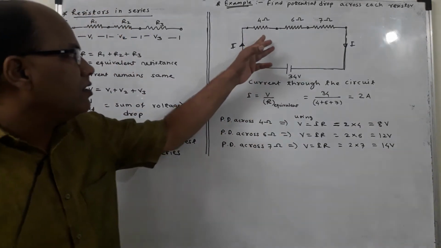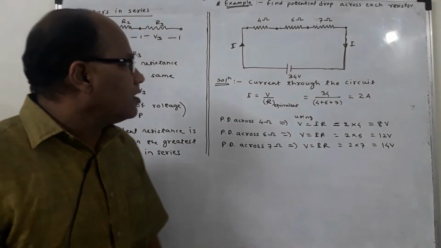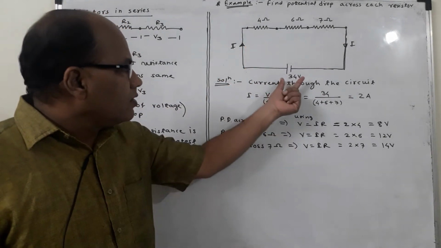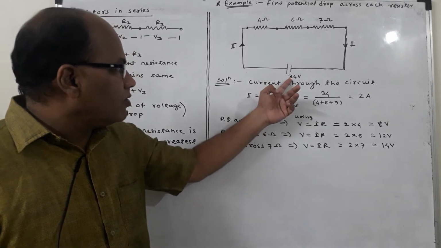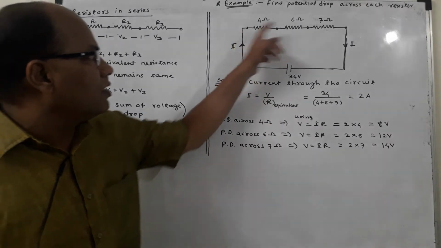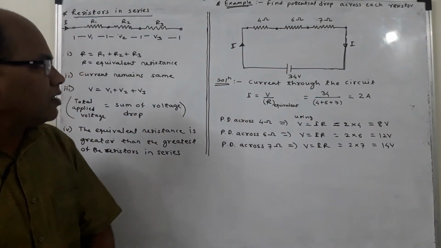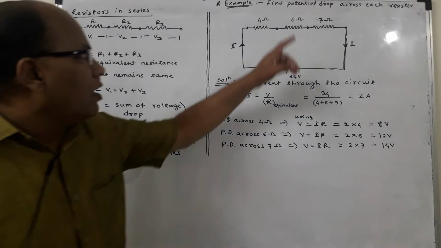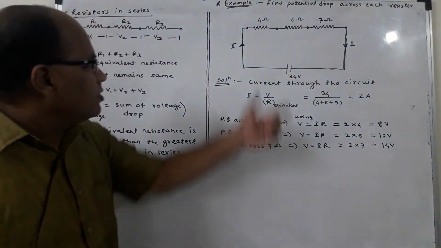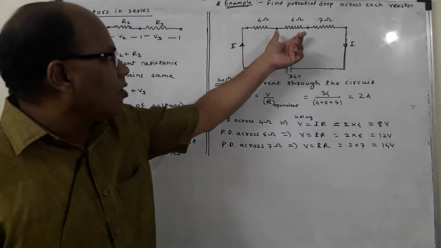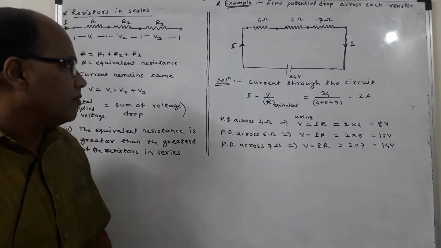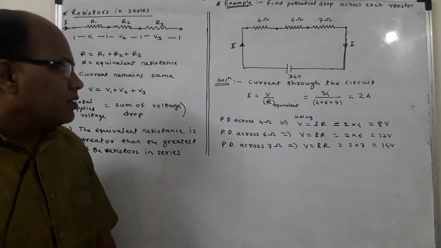So let us consider this example in which 3 resistances are connected in series, 4 ohm, 6 ohm and 7 ohm, and let a battery having a voltage of 34 volt be used over here. So this battery is connected across the ends of these resistances which are in series, and let it be asked to find the potential drop across each resistor. So potential drop across 4 ohm, potential drop across 6 ohm and potential drop across 7 ohm is to be calculated. Now it can be done like this.